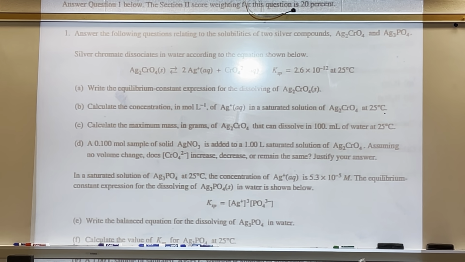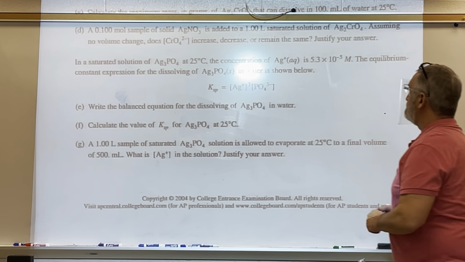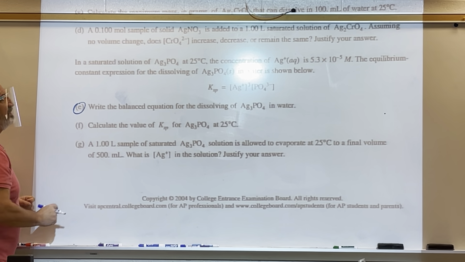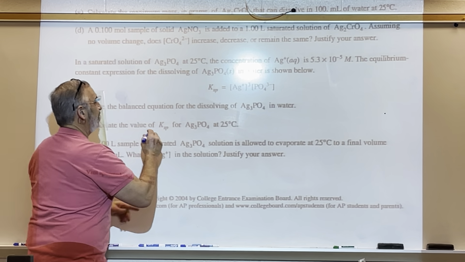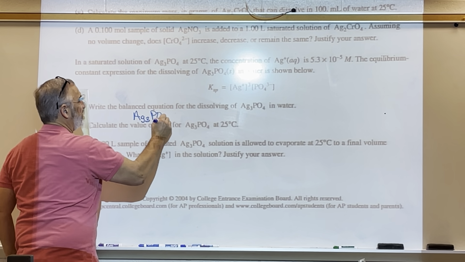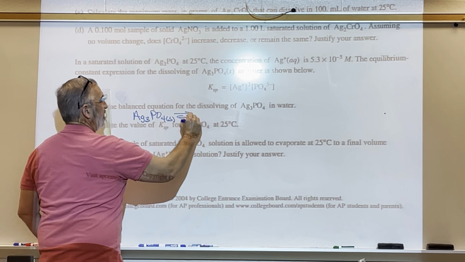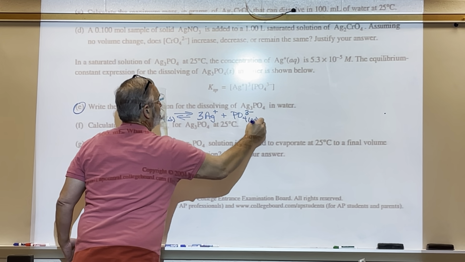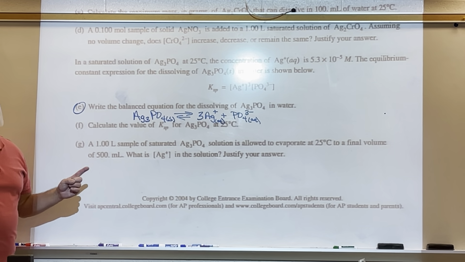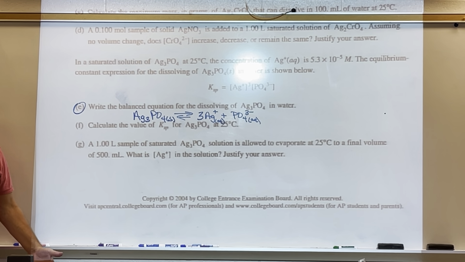And I really want to get to the last one, G. Okay, once again, easy money, low-lying fruit. Write the balanced equation for dissolving. Well, hopefully we all know it's going to be Ag3PO4. And you don't have to have states on there, but what's that going to go to? Now, y'all be sure you're putting the charges on those ions. Don't just put Ag and PO4. You do not get credit if you put Ag and PO4. Silver does not dissolve in water. The silver ion dissolves in water.